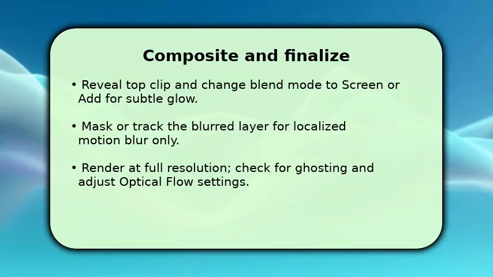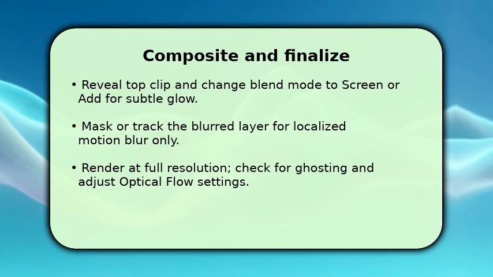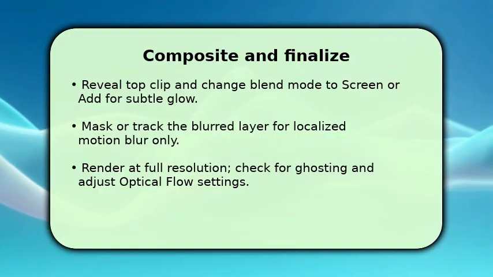Reveal the top clip, switch its blend mode if needed, and use a mask or tracking to confine blur to moving subjects. This avoids smearing static areas. Once masked, render a short section at full resolution to inspect for ghosting or weird frames.